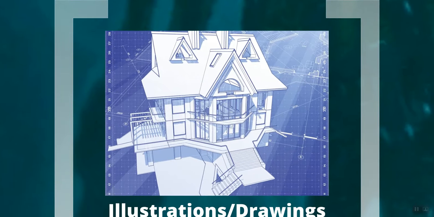The next category is illustrations or drawings. Obviously these are not photographs, so they're not photorealistic, although they can be highly realistic in terms of drawing. This is an example of a CAD/CAM image, or excuse me, an illustration of a house. It looks very realistic, but it's not a photograph. It's not the real house yet.